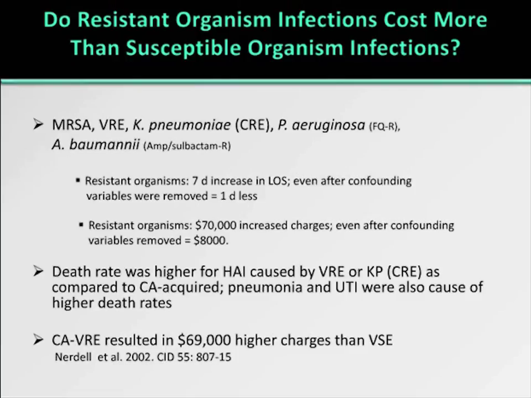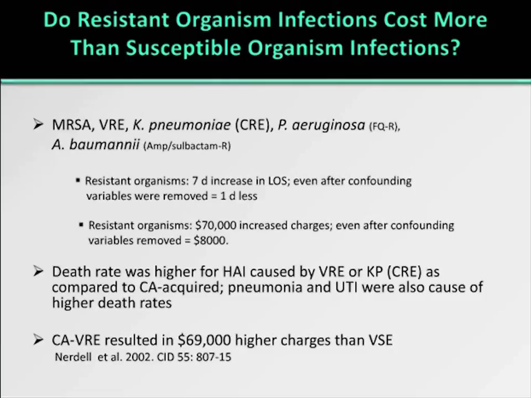In addition, maybe more importantly, the death rate was higher for hospital-acquired infections caused by vancomycin-resistant enterococcus or imipenem or other carbapenem-resistant Klebsiella as compared to community-acquired, which of course tended to be more susceptible. The study also showed that pneumonia and urinary tract infection were the cause of higher death rates. So keep that in mind because we're going to talk about urines in a bit. And lastly, the community-acquired vancomycin-resistant enterococci patients resulted in a $69,000 higher charge than if that patient had vancomycin-susceptible enterococci. So yes, it does appear that resistant organisms cost more than susceptible organism infections.